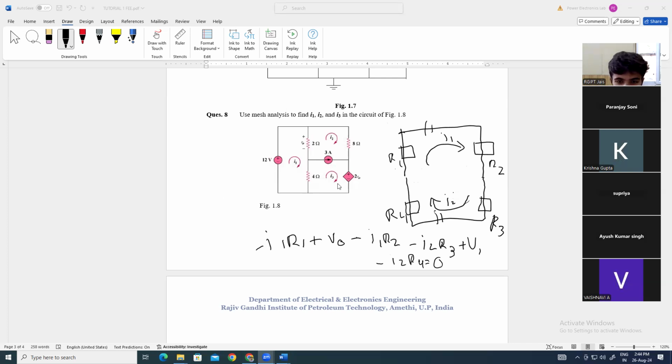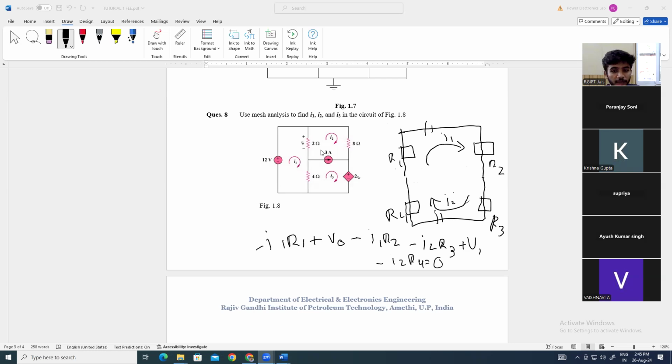12 volt, 3 ampere, and this is a dependent voltage source. There are only two independent variables, two unknown variables here, which are I1 and I2. Since we would know what the resistance is and how much the voltage source is, the only thing we need to know is I1 and I2. If we found I1 and I2, we would solve this question number 8.